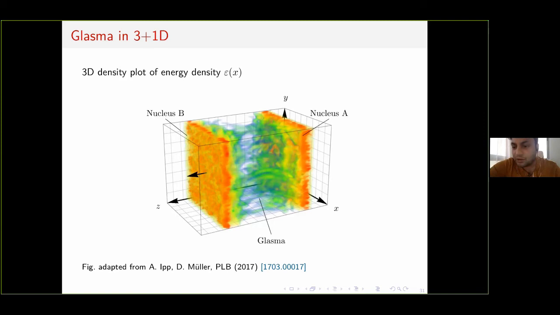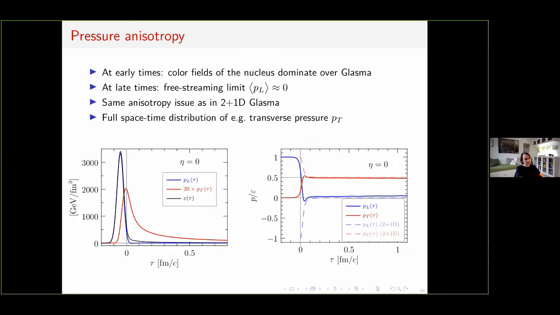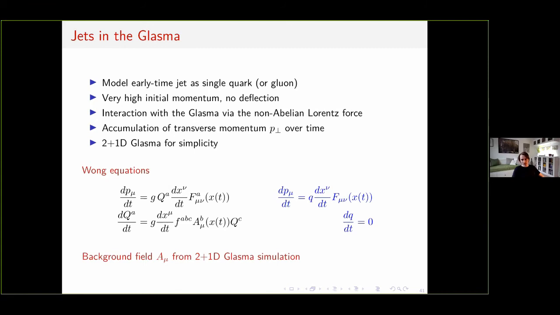Okay. So we do not have any hard scattering at all. The only thing that we do is basically solve the Wong equations with just the background field. So it's really a test particle approximation. We don't have any other hard particles hitting the jet or something like that.